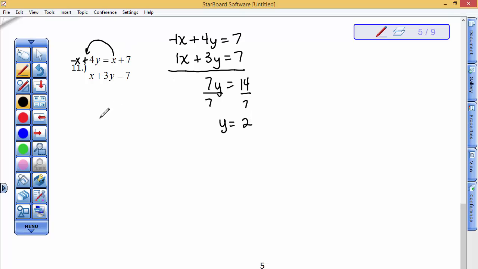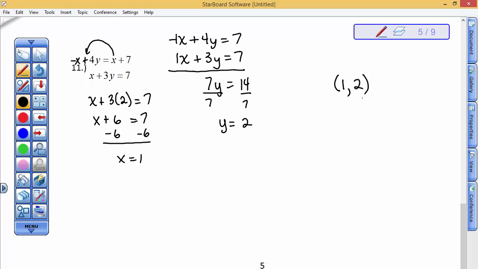For whatever reason, this equation is calling to me because x is just a 1x. And so if I put in 3 times y, I can quickly solve for x. I can see right now x has got to be 1. You don't need to write this step right here that x has got to be equal to 1. And finally, would you write as an ordered pair that x is 1 and y is 2? And would you be sure to go and check it in these two equations?